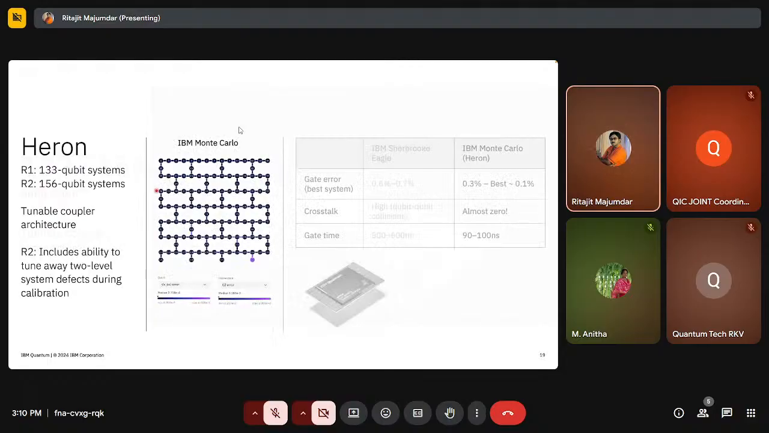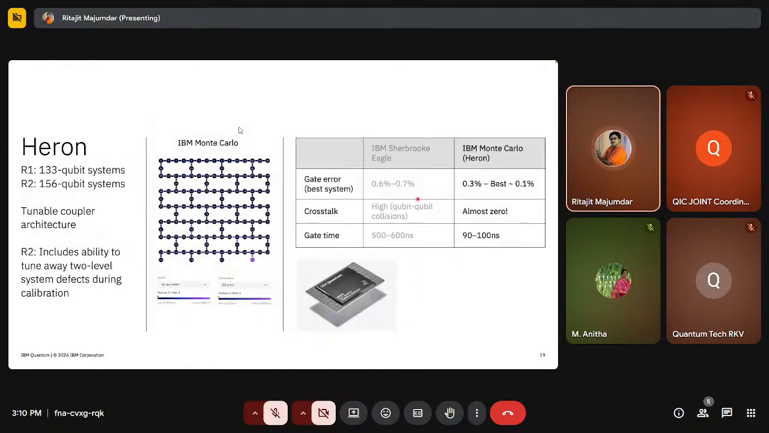But just to give you an idea, quantum computers are noisy, and you can see that from the previous processor that we had, which was the Eagle processor, and what we have today. You see how much the gate error has gone down, crosstalk is almost zero. The time of operation has gone down about 5 times. And why am I showing you all these things? Because this 156 qubit quantum computer will, in time, be able to compete with the GPU.